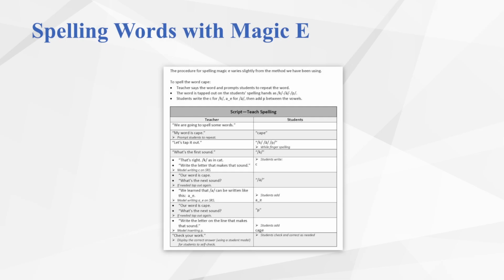When we spell Magic E patterns, we follow the steps on the screen. Because of the complexity of spelling with a Magic E pattern, you will do these steps together with students until you feel they understand the concept. In the demonstration, I am going to show you how to spell words with the A consonant E pattern. Again, play the role of students as you follow along in the video.